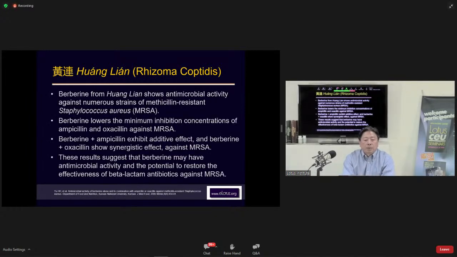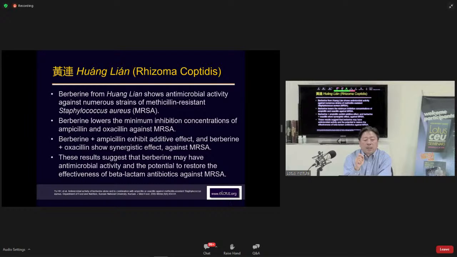Okay, so berberine from Huanglian has a significant antimicrobial activity against many different strains of MRSA. Okay, so the herb works against MRSA, but as a synthetic compound, it's much more isolated, it's much stronger. So this is in fact a good option to use if the patient has a severe infection like MRSA.